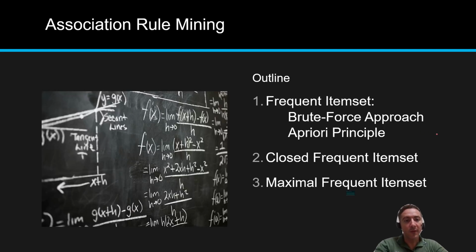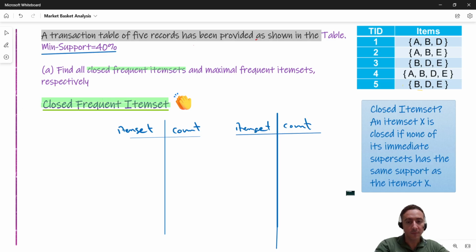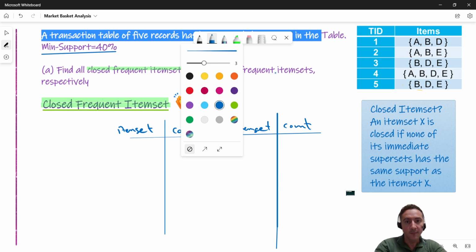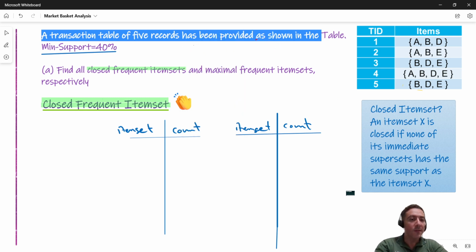Okay, now we move into looking into closed frequent item set and maximal frequent item set. So let's start with this one, closed frequent item set. Again, same example we have. But before we go, what is closed item set? Closed item set: an item set X is closed if none of its immediate superset has the same support as the item set X.